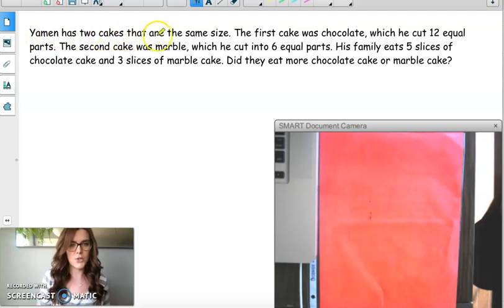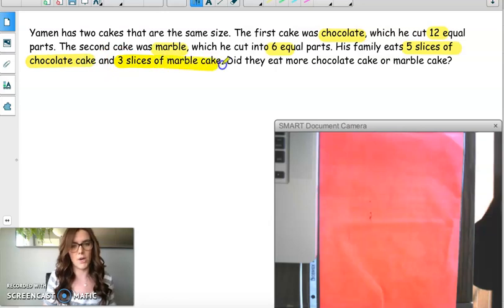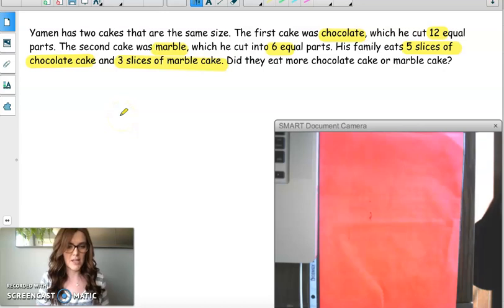So Yaman has 2 cakes that are the same size. The first cake was chocolate, which he cut into 12 equal parts. The second cake was marble, which he cut into 6 equal parts. His family eats 5 slices of the chocolate cake and 3 slices of the marble cake. Did they eat more chocolate cake or marble cake? So I would like you to pause the video and see which cake Yaman's family ate the most of.